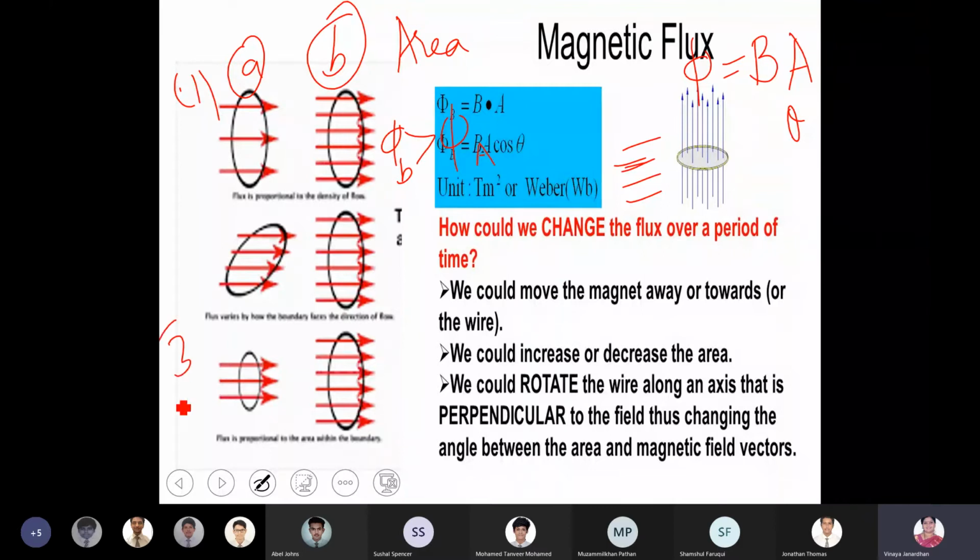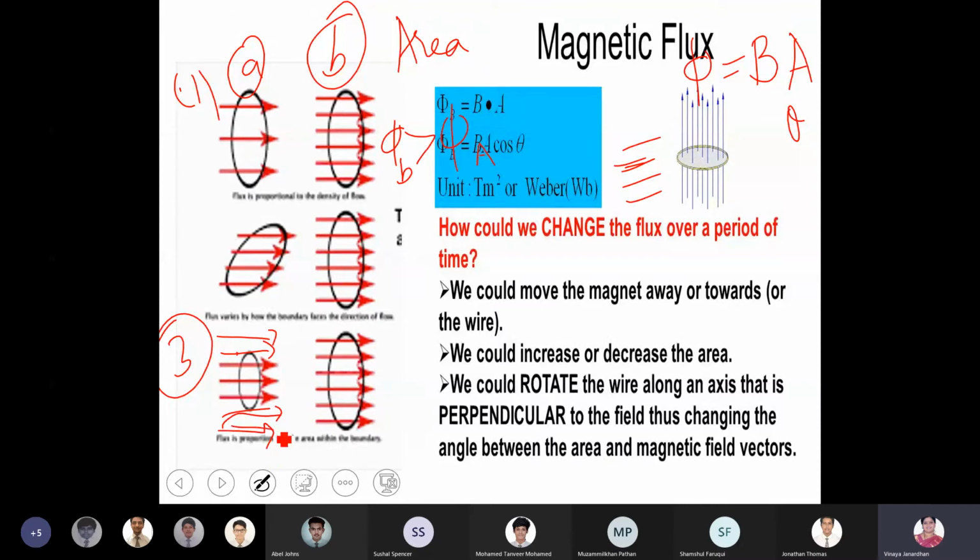Look at the third diagram. The field is going to be the same, boys. The area is changing. So what about the magnetic flux? In which case is the magnetic flux greater, boys? What is flux? The number of field lines.